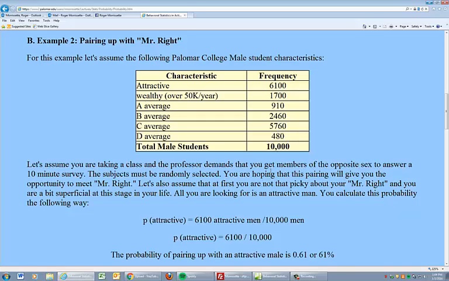So let's assume you're doing an experiment where you have to see what happens when you select the next male of that 10,000 that happens to walk in the room to participate in a survey or something like that. So out of the 10,000 males, what's the odds or the probability that the next one who walks in the room, the first one you encounter, will be attractive?